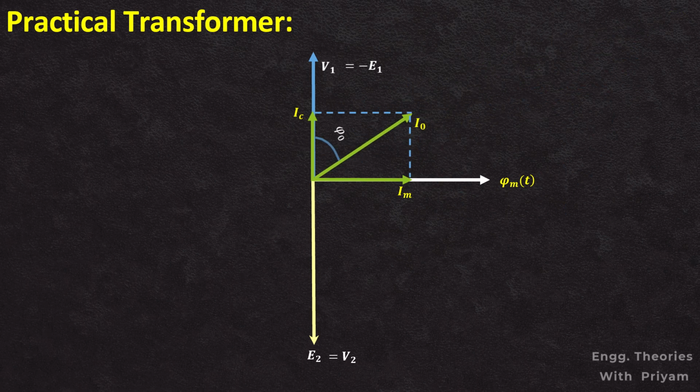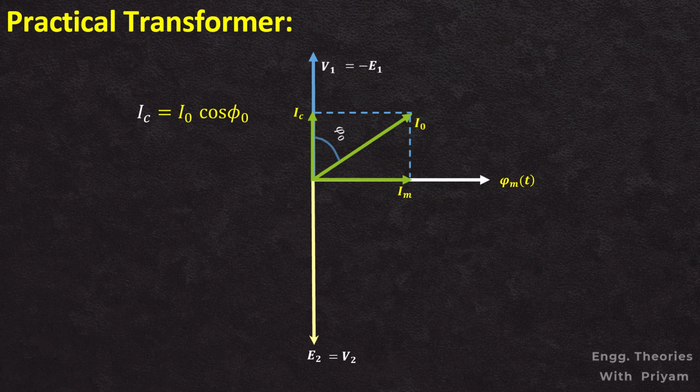Therefore, the current I0 will lag the alternating supply voltage V1 by an angle of phi 0. The no-load current I0 has two components. IC is called the in-phase current. It is also known as the loss component current or IW. This IW or IC is purely resistive. It is in phase with the alternating supply voltage V1 and it has an angle of 0 degrees. It is also very small in magnitude and it is given as IC equals I0 cos phi 0.